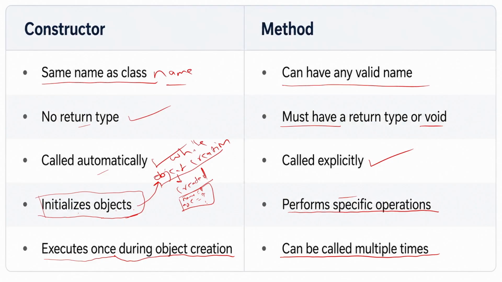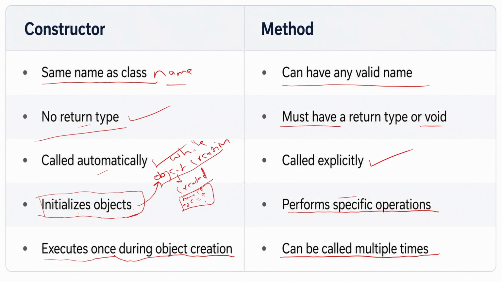We do some common mistakes. What common mistakes do we make? We add a return type in the constructor. That should be avoided. Here it is mentioned no return type. We make these mistakes whenever we write code, so these things need to be taken care of.